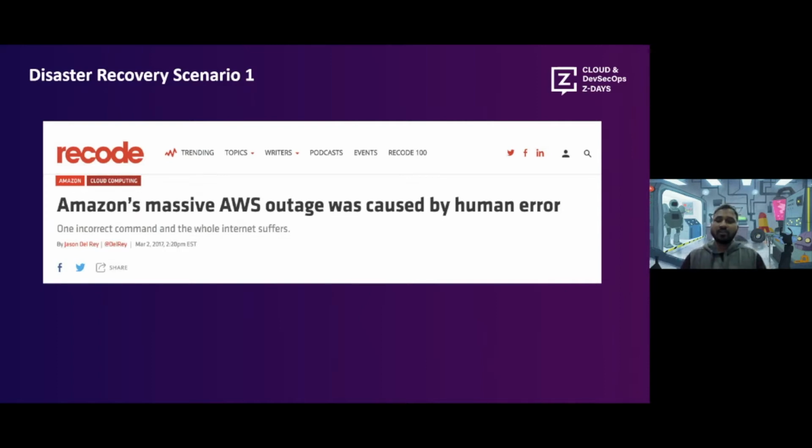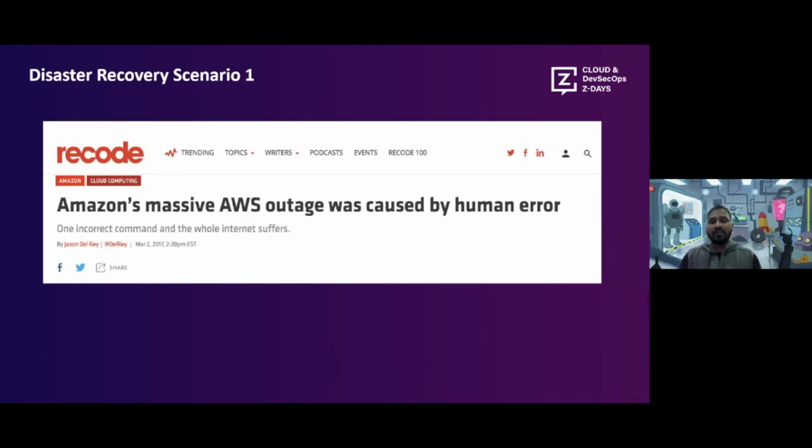Let's discuss disaster recovery scenario 1, which happened long back in March 2017 with Amazon's massive AWS outage, which was caused by human error. An AWS engineer who was debugging a billing system accidentally turned off servers which were not part of it, and that had a massive effect on the US East 1 North Virginia region and on the S3 services, because the AWS team had to restart multiple subsystems related to S3 in that region, and in turn, S3 service API calls were not working.